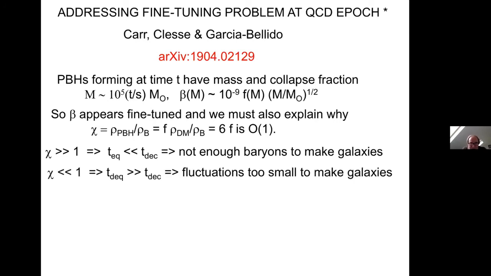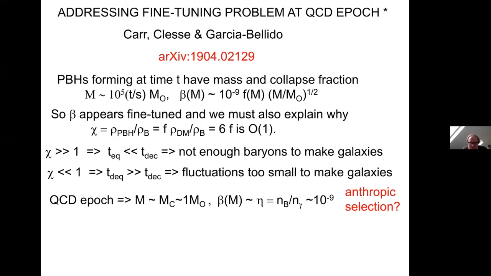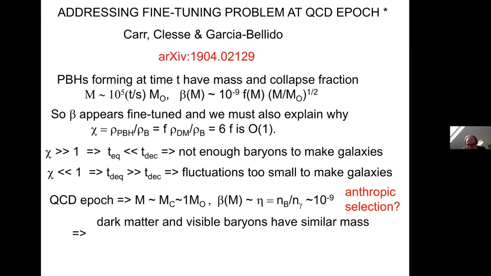In this paper, we have a sort of anthropic argument, which basically says if this ratio was too big, there wouldn't be enough baryons left over to make galaxies. If it was too small, the fluctuations would be too small to make galaxies. So there's a sort of anthropic reasoning that chi has got to be of order 1. I mean, it's 6. But the other interesting thing is the black holes forming at the QCD epoch, as Christian Byrnes emphasized. They have a solar mass, but also the collapse fraction beta is necessarily of order eta, the cosmic baryon-to-photon ratio, which is about 10 to the minus 9. And so that was really a puzzle. How do you explain that tuning?